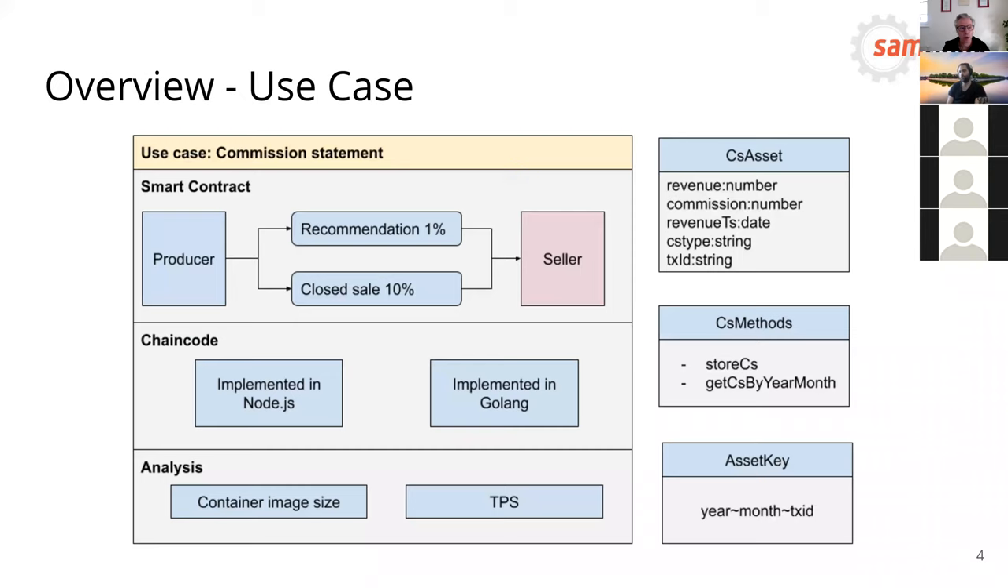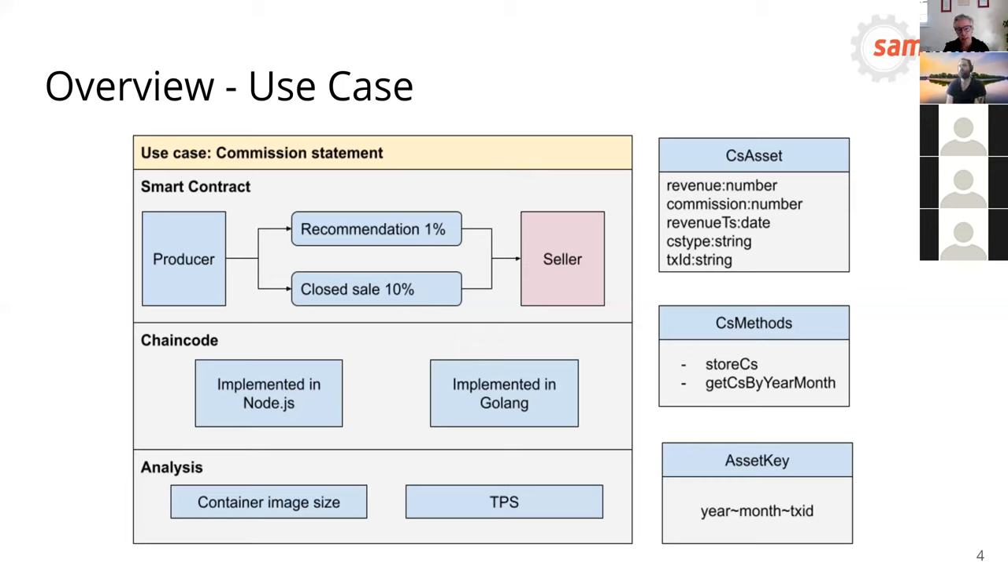A short overview about my use case. This is a simple situation. We have two organizations, which fits the test network example. We can imagine organization one is the producer and organization two is the seller. When the producer gets a recommendation from the seller, then the seller should earn 1% of the revenue. When the producer has a closed sale from this revenue, then the seller will get 10% or so. That's only for testing.